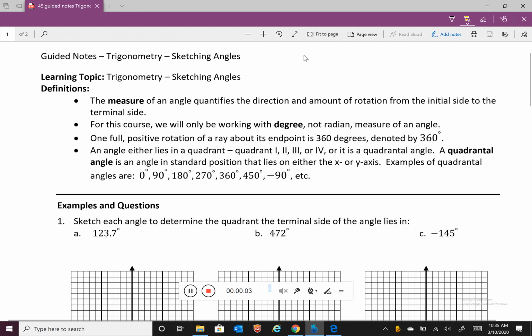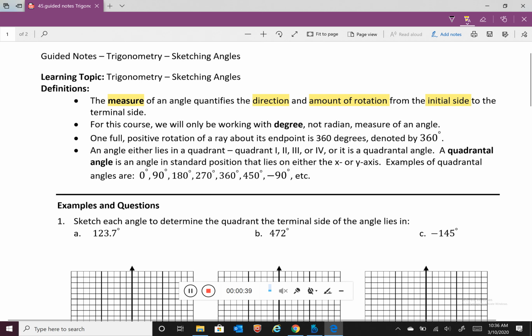Continuing with our topic of trigonometry, we're now going to be focusing on sketching angles. So the measure of an angle quantifies both the direction and the amount of rotation from the initial side to the terminal side of our angle. So remember, direction talks about rotation, and then amount of rotation is compared to where we are in terms of the initial side and each quadrant.